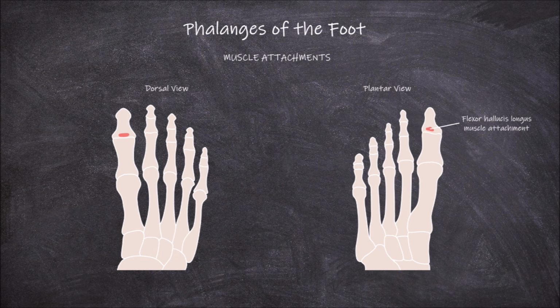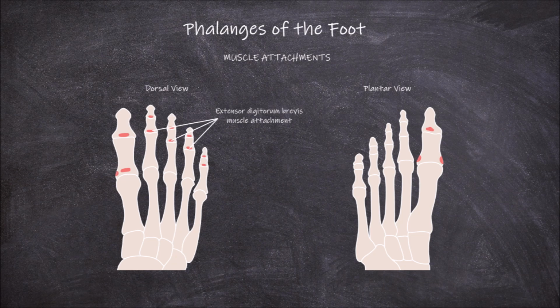Next, we will look at the attachments of the first proximal phalanx. The extensor hallucis brevis muscle attaches to the dorsal surface near the base of this bone. The adductor hallucis muscle attaches to the lateral side of the base of this bone. In addition, the flexor hallucis brevis attaches to the lateral and medial sides of the base of the plantar surface of this bone. The extensor digitorum longus muscle attaches onto the dorsal surface on the bases of the distal and middle phalanges of digits 2 through 5.